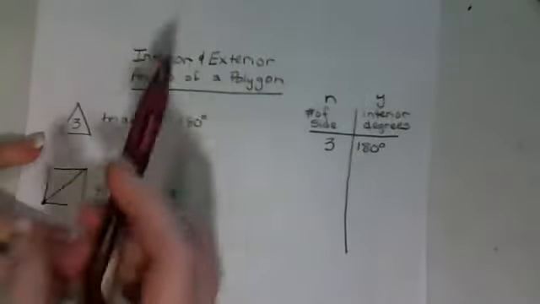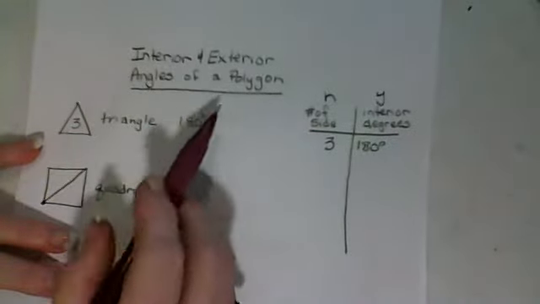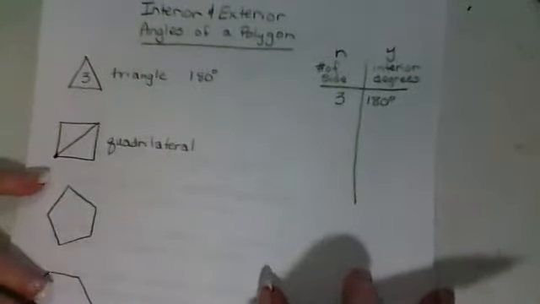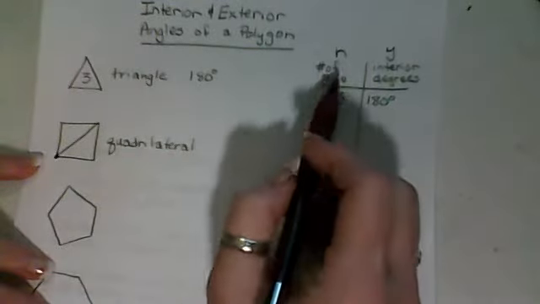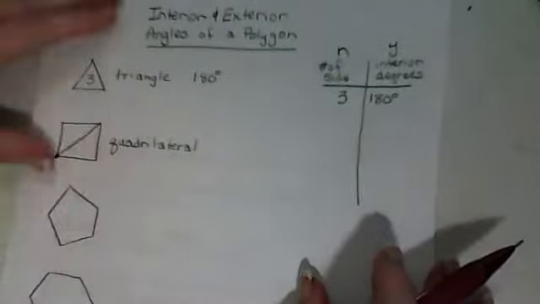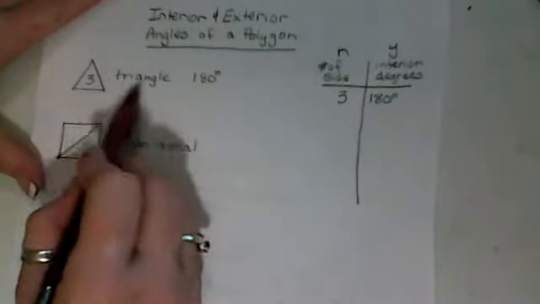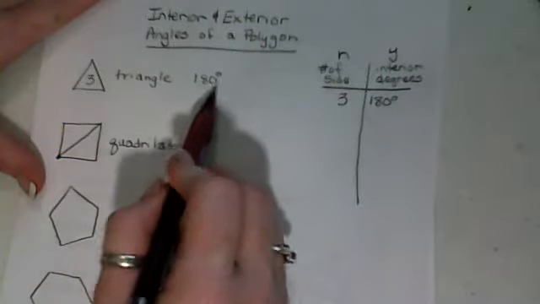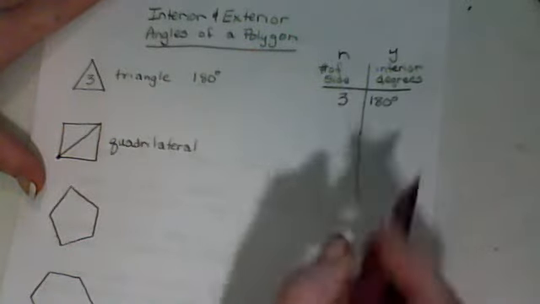Today we're going to talk about interior and exterior angles of a polygon. And I've already got this set up. We're going to try to see if we can find a function that will help us figure out, if we know the number of sides, the interior degrees. The first one is a triangle, 3 sides, and we know that a triangle has 180 degrees, so I already put that into our table.